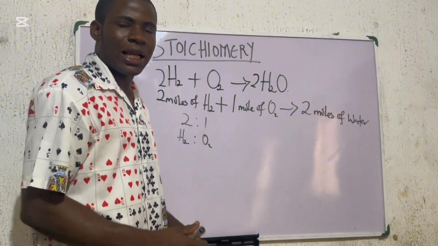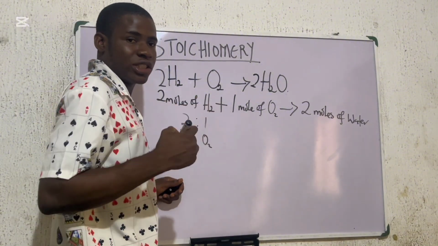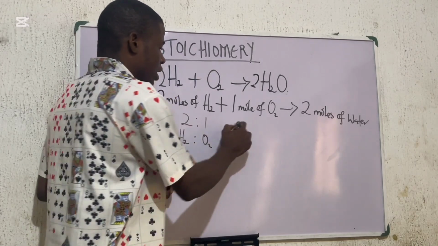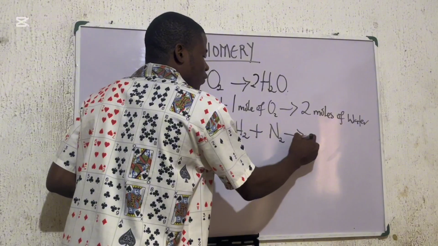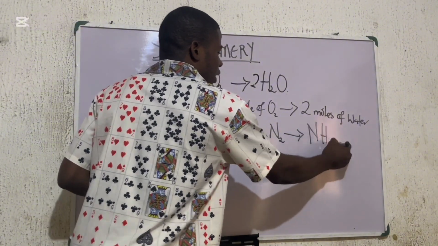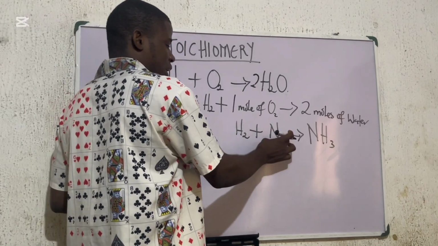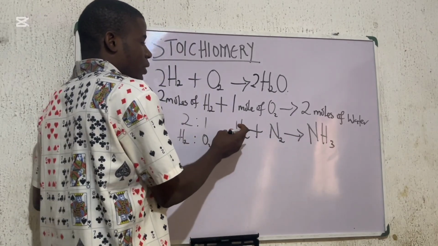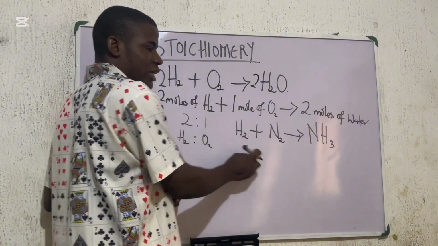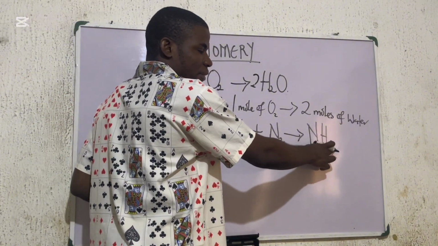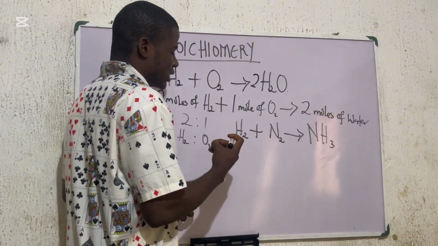Does it make sense? Now let's use another reaction. Take the Haber process, the industrial preparation of ammonia. Hydrogen gas reacts with nitrogen gas to form ammonia. Now, this reaction is not balanced, right? Hydrogen gas, how many atoms of hydrogen do we have here? It's two, right? How many atoms of hydrogen do we have here? Three, right? Are they balanced? No, hydrogen is not balanced. So we need to balance hydrogen.